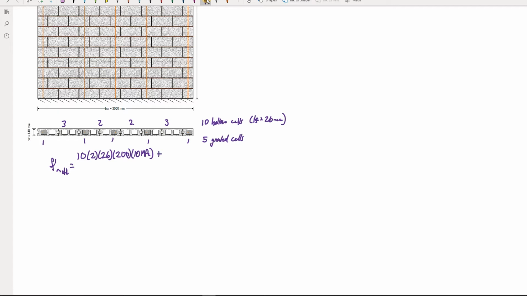And I'm going to do the same thing for the grouted. So this time we have 5 of these grouted cells. The thickness is 140 millimeters. And the length of each cell, once again, 200 millimeters is the nominal length. And that is all multiplied by 7.5 MPa. So we have that value there. I'm going to really focus and dig deep to try and draw a straight line. So far, so good. This is the content you all come here for.